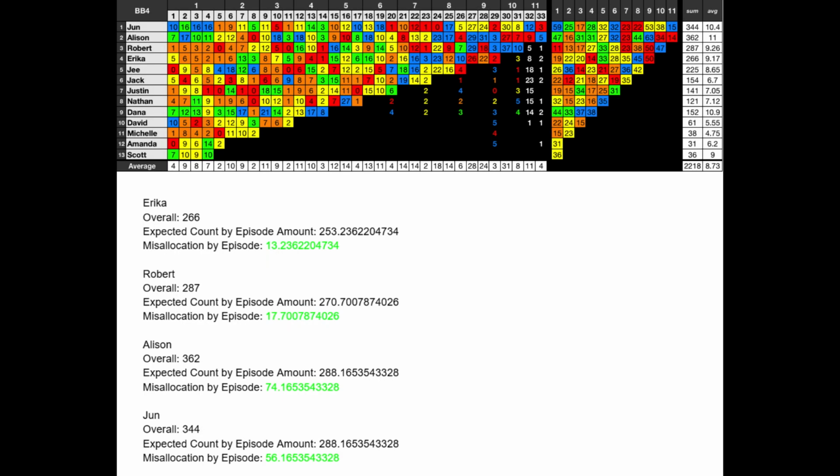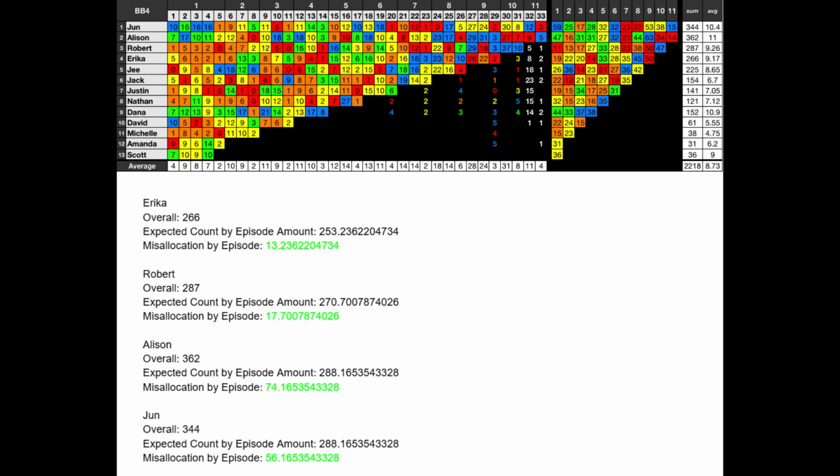Erica's overall confessional diary room count is 266, and her expected count based on the amount of episodes she was in is 253, meaning that her misallocation is 13, meaning she has 13 more diary rooms than she should have if this was balanced, which is a good enough ratio, just above that perfect median range.